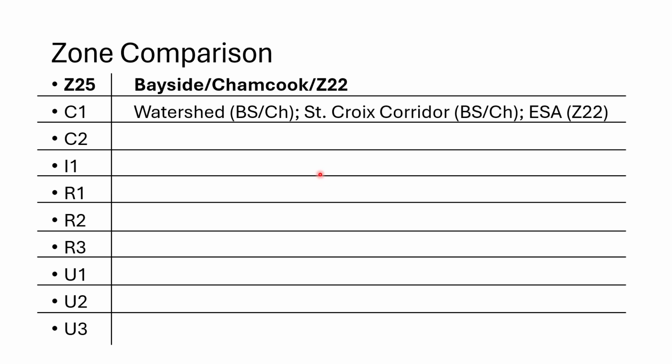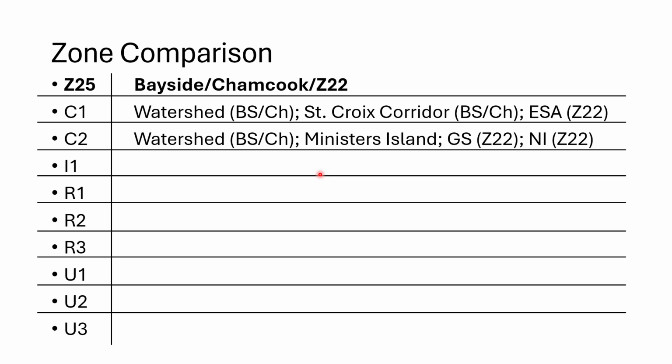So the C1 zone, that high priority conservation, the watershed zone of the Bayside and Shamcook Rural Plan, St. Croix Corridor, and the environmentally significant areas zone of Z22 were extremely limiting of development. C2 zone, the watershed zone from Bayside and Shamcook, just referred to the provincial regulation, so how limited development was depended on where you were. The Minister's Island zone and the Shamcook Rural Plan, the Green Space Zone, where you had a lot of parks, the Navy Island zone, where you had some residential but very limited development.